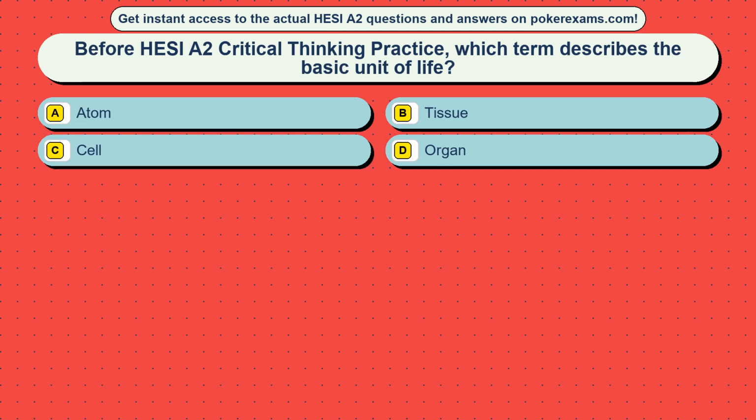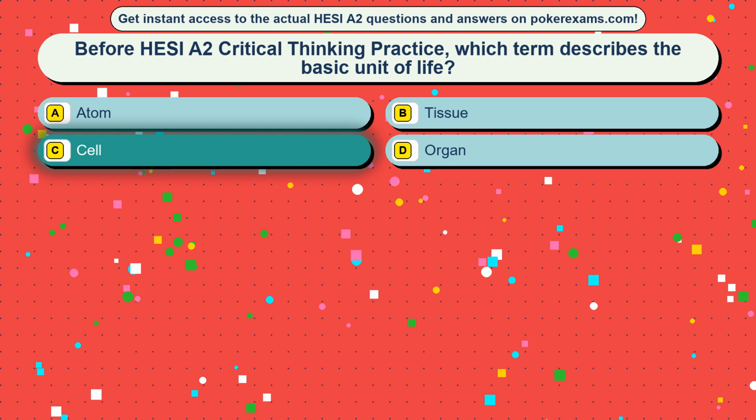Question 5. Before HESI A2 critical thinking practice, which term describes the basic unit of life? Option A, atom. Option B, tissue. Option C, cell. Option D, organ. The correct answer is option C, cell.